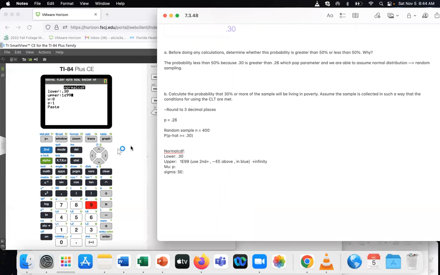But we've also gone through it here. Our mu is going to be our p-value, which is 0.26. So the only thing we're truly missing is that sigma or our standard error.